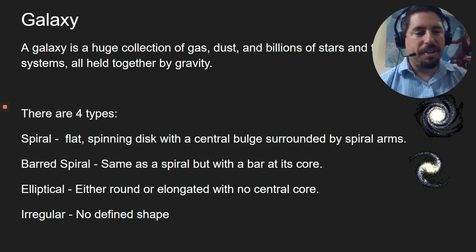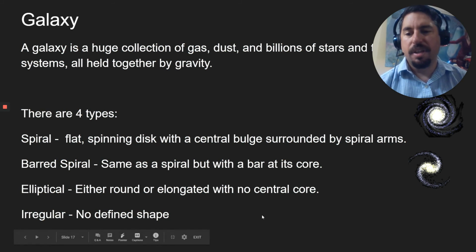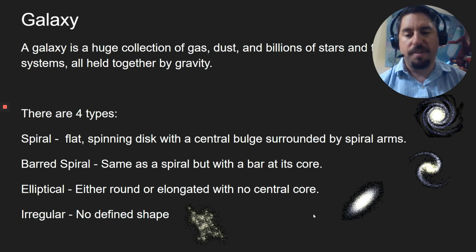The barred spiral galaxy, it's basically the same thing. It has an elongated shape. It's like a bar here in the center instead of being round. Elliptical galaxies don't have arms, so they're just round galaxies with no central core. And irregular galaxies are just kind of like the oddball.